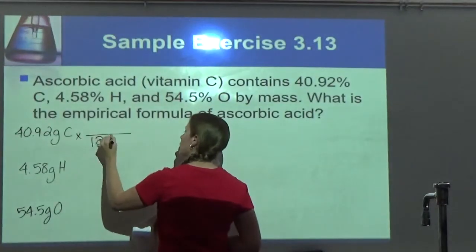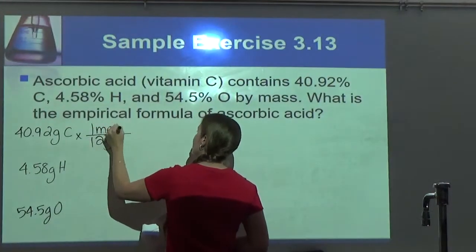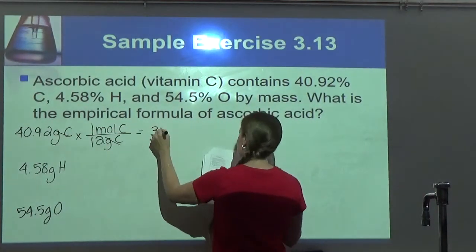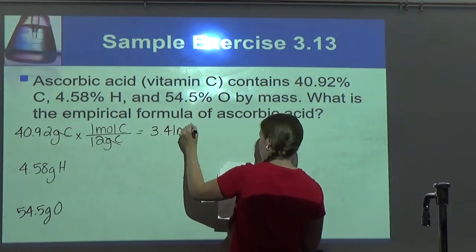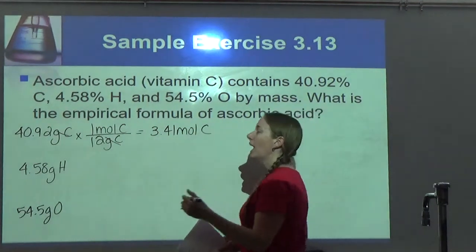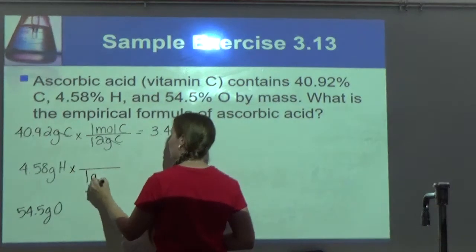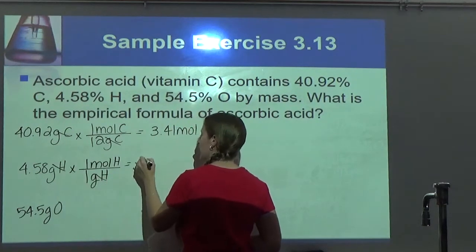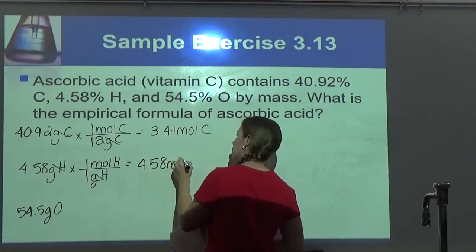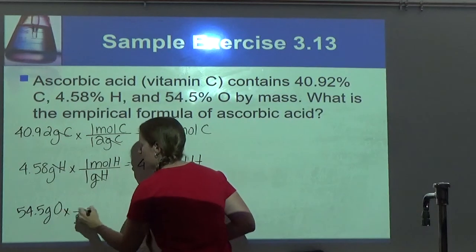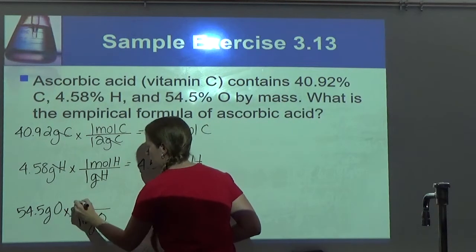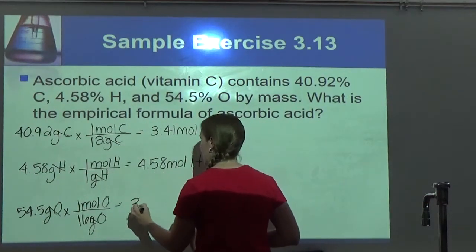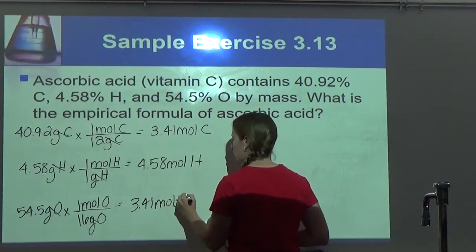So carbon is about 12 grams, and I'm just pulling these from the masses off the periodic table. Okay, me writing 12 or something like that for carbon should not be a mystery anymore. We've got to know where these numbers are coming from. Hydrogen, of course, has a mass of 1 gram per mole. So, of course, that number is not going to change. It will just be 4.58 moles hydrogen. And oxygen has a mass of about 16 grams per mole. So once I divide for that one, I get 3.41 moles of oxygen.